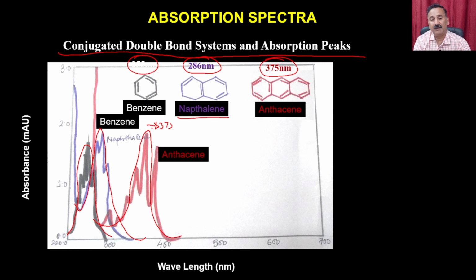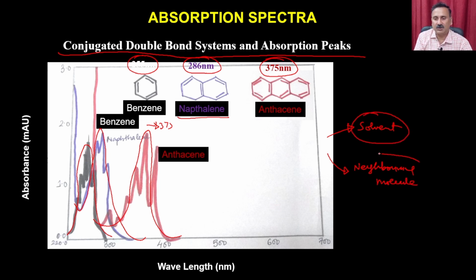The absorption spectrum is very sensitive to two things. One, it is very sensitive to the solvent molecules, and it is also very sensitive to the neighboring molecules. Which means you can use the absorption spectrum to measure or to see how something is going to affect the enzyme structure.